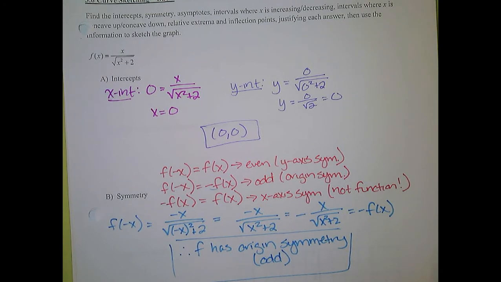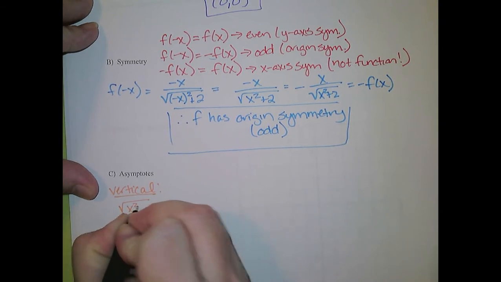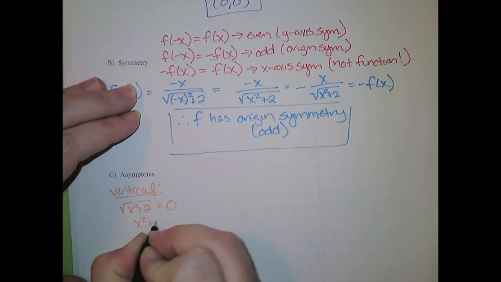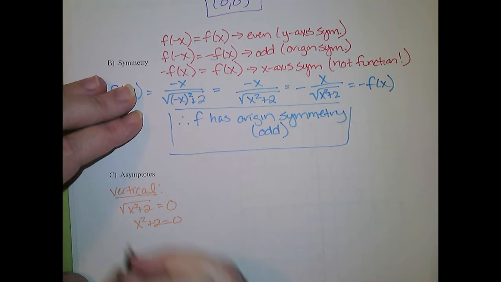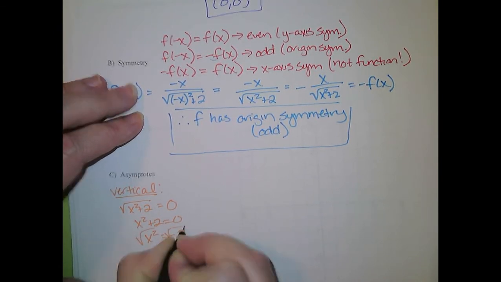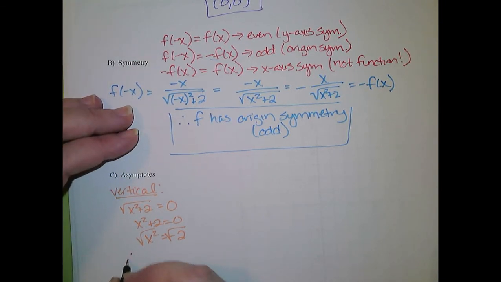So we have a vertical asymptote where the denominator, square root of x squared plus 2, is equal to 0. Square both sides, I get x squared plus 2 equals 0. If I subtract 2, I get x squared equals negative 2. And at this point, we should recognize that we have an issue, because in order to solve for x, I'd have to take the square root of both sides, which would mean I would get a non-real answer. So in this problem, there is nowhere where the function is going to be undefined, nowhere where the denominator is 0. So therefore, there are no vertical asymptotes.